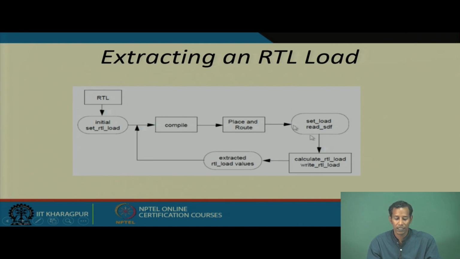This is the series of steps followed in physical design for timing analysis. You have the RTL. Initially you set the RTL load, then you compile, do the place and route, and then read the corresponding standard delay format SDF file, calculate the RTL load, write the RTL load, and then extract the RTL load values. Extracted means all this C and R, depending on the wire load model you have chosen.